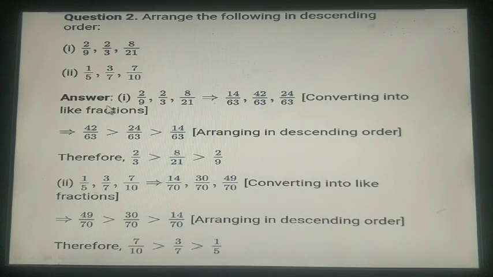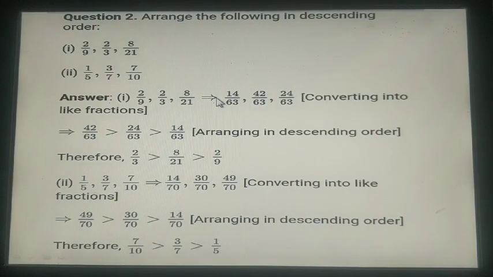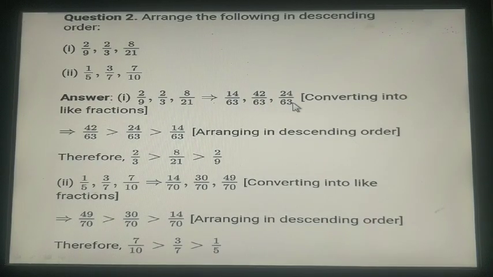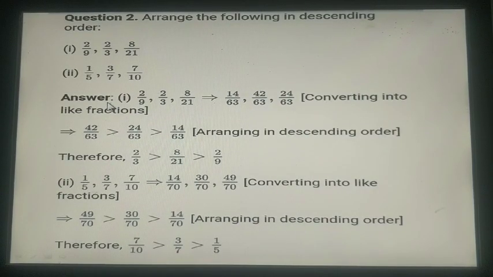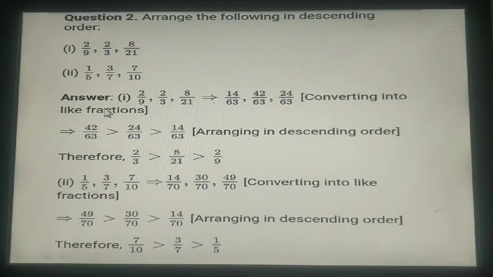Next, the last one is 8 by 21, which in the same manner you will convert into a like fraction as 21 multiplied by 3 will give you 63 and 8 multiplied by 3 will give you 24. Okay, so your three like fractions are 14 by 63, 42 by 63 and 24 by 63. Right, now you have to compare these. Here they have asked you to arrange these fractions in the descending order. So for that you have to write the biggest one first, that is the greatest numerator. The greatest fraction here is 42 by 63. A little smaller than that is 24 by 63. The smallest one is 14 by 63.